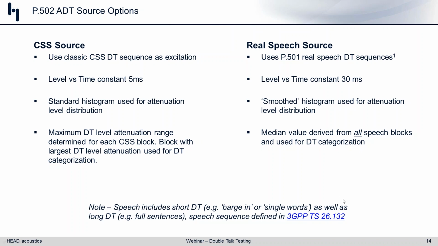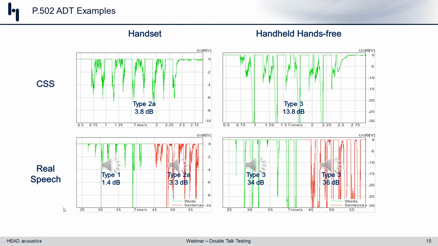Or you might get so frustrated that you simply just start talking to me. That's what we would call full sentence or complete double talk. The real speech stimulus will include both that barge-in, the very short single word interruption during double talk, as well as the full sentence double talk, so you can evaluate for both. Now let's look at a real example here that always makes things easier.